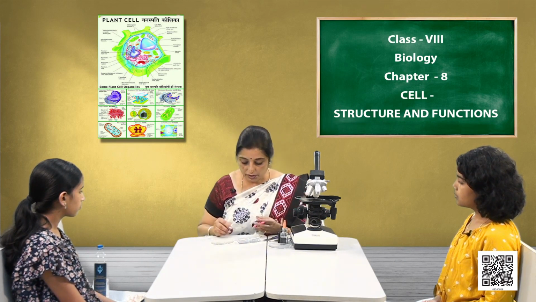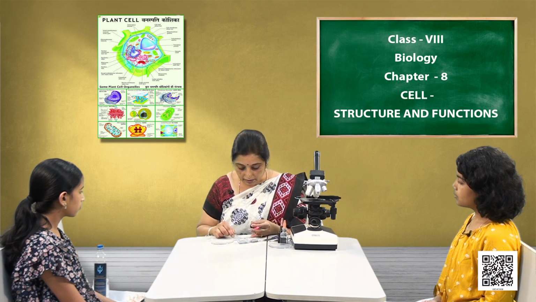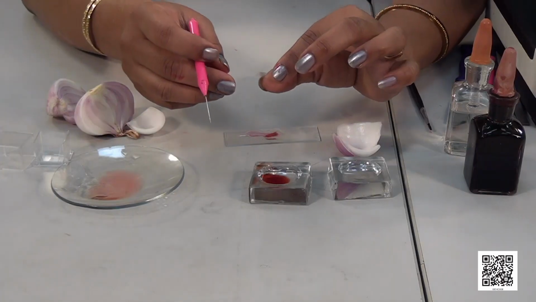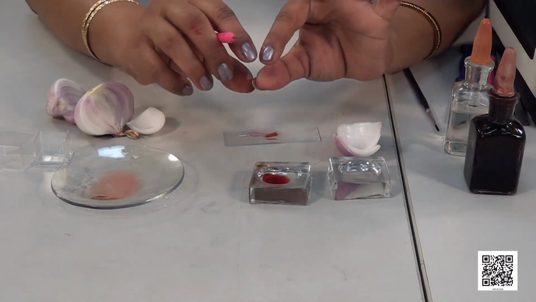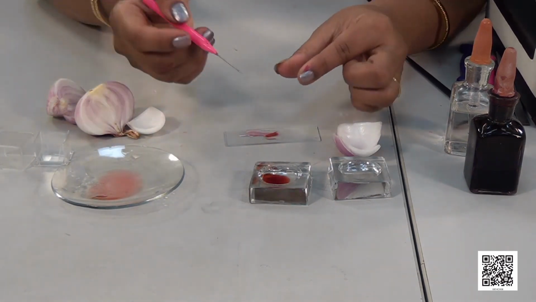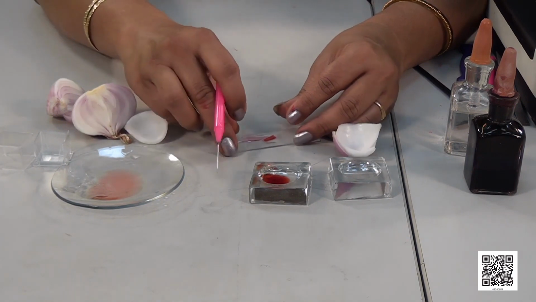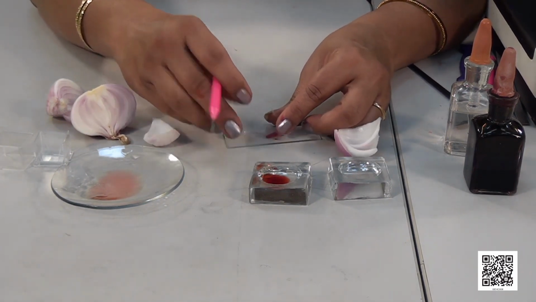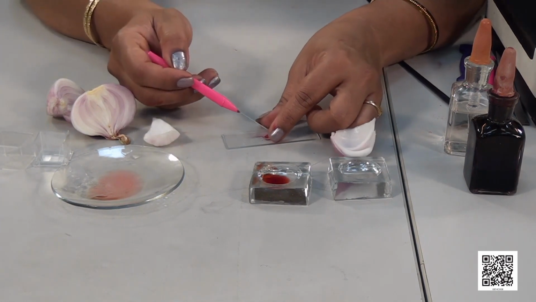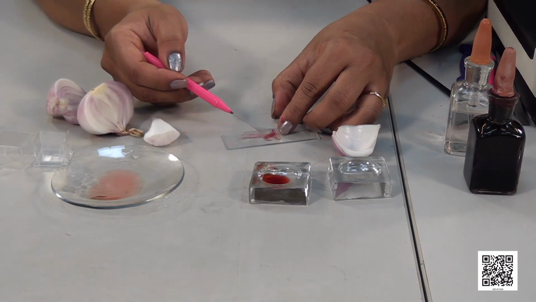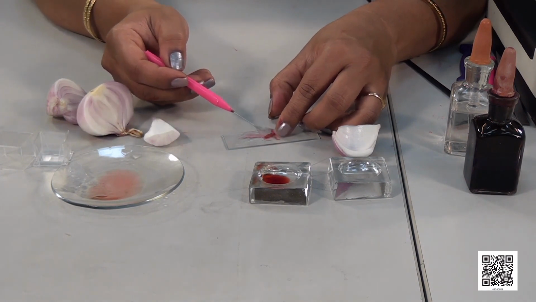I'll use a brush and transfer this peel here. So just observe how I am mounting. I am holding the cover slip on the slide at an angle of 45 degree and slowly I am drawing the cover slip over the peel, avoiding air bubbles.